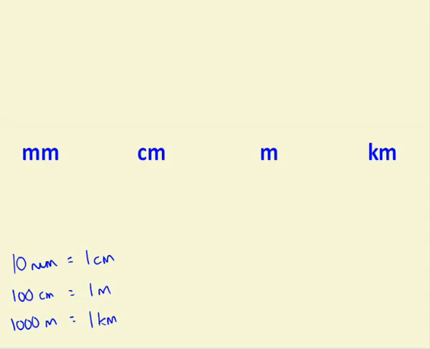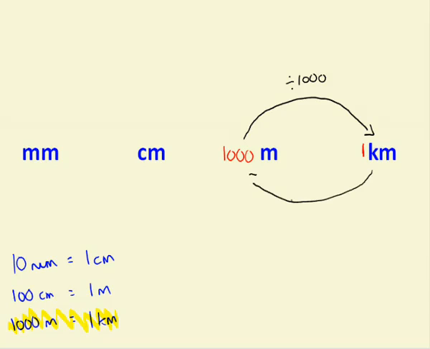Well, first off, I'll consider meters to kilometers. Okay, now I'll write these down. In 1 kilometer, there is 1,000 meters. So to convert between meters and kilometers, to get from 1,000 to the number 1, I have to divide by 1,000. To convert between kilometers and meters, to get from 1 to 1,000, I multiply by 1,000.